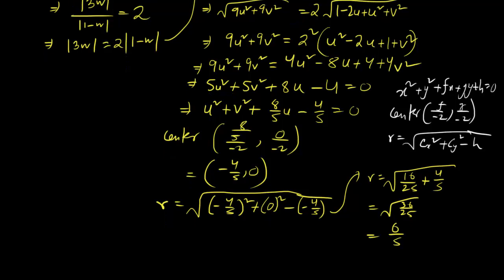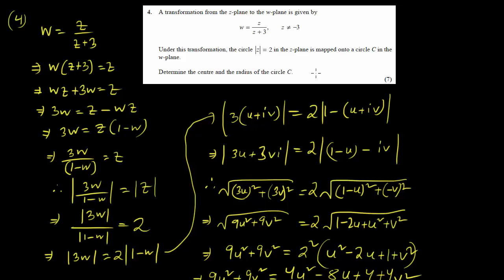That is the radius. So we were supposed to find the radius and center of the circle in the w plane. First of all, they give a relationship between the w plane and the z plane, which is w equals z by z plus 3. The next thing, they give a curve in the z plane. For this sum, it is modulus of z equals 2, which is a circle with center at the origin and radius 2. What you have to find is the equation of the image curve in the w plane, which we do by using z equals x plus iy, and in the case of w, it is u plus iv.